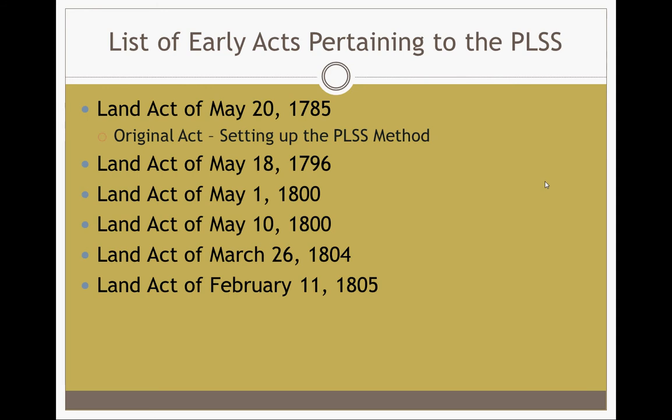So in 1796, they set forth the idea of what a chain means. Also, on May 18th, 1796, they set forward the fact that lands were to be surveyed and returned prior to conveyance. I couldn't survey it and then give it to somebody. It had to be returned to the government and then had to be fixed.